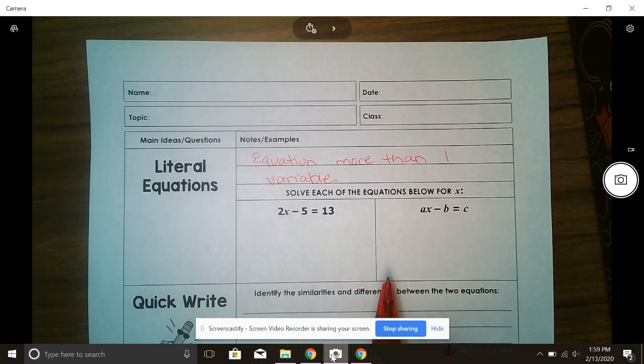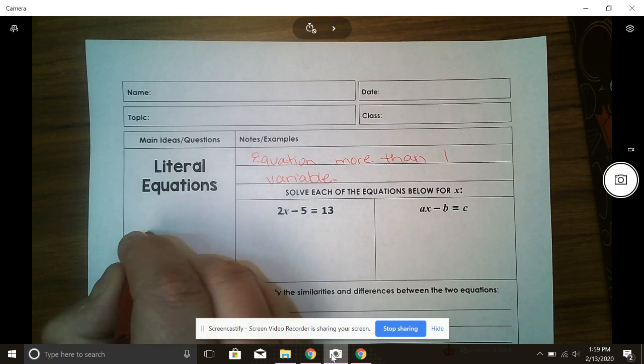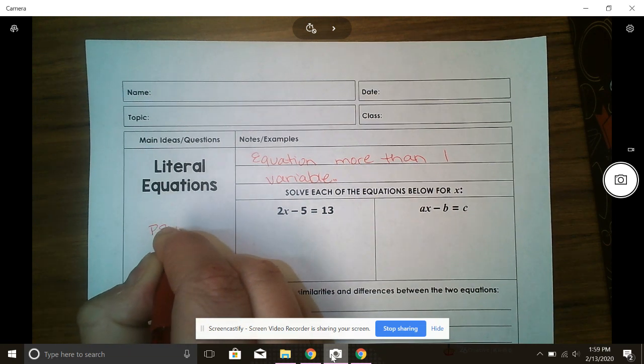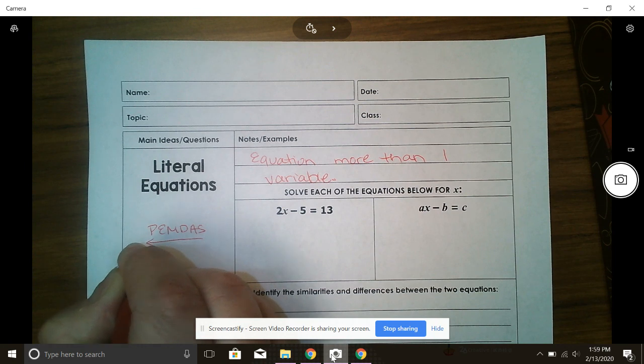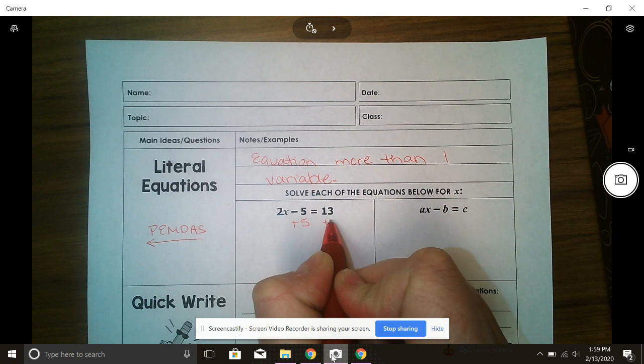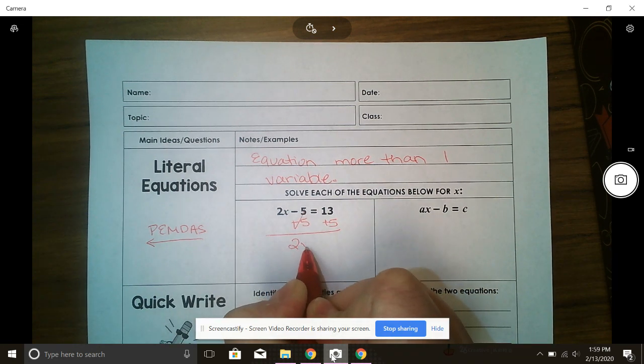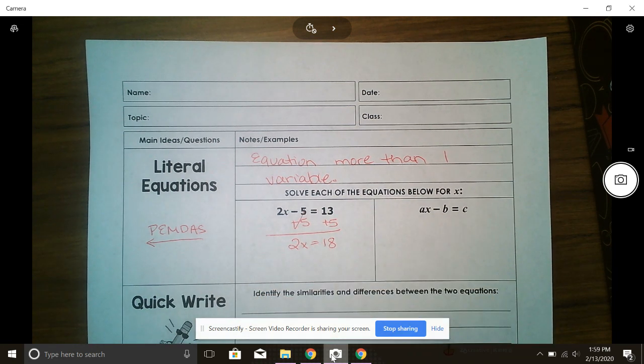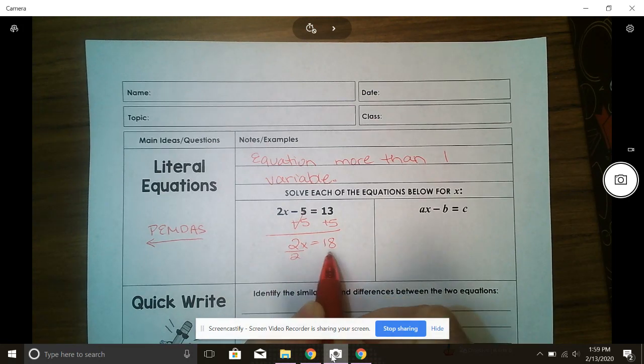Let's compare the two. When I'm solving a linear equation, I'm trying to get x all by itself. So the two things I need to get rid of here are a multiply by 2 and a subtract by 5. Well, I'm really working on order of operations backwards. So I'm going to get rid of the add or subtract first. I'm going to add a 5. That gives me 2x equals 18. Then to get rid of or reverse a multiply by 2, I would divide by 2, so x equals 9.